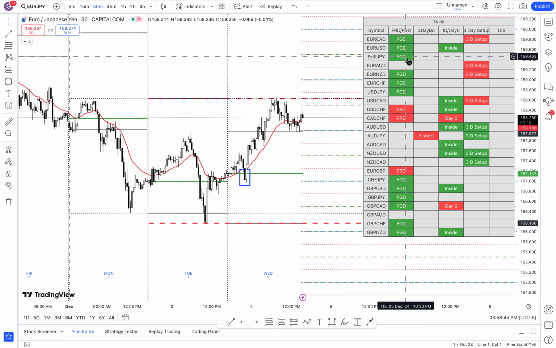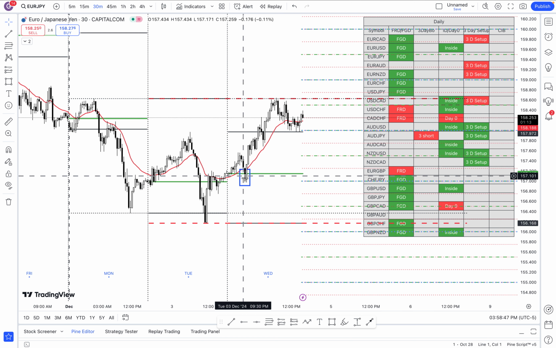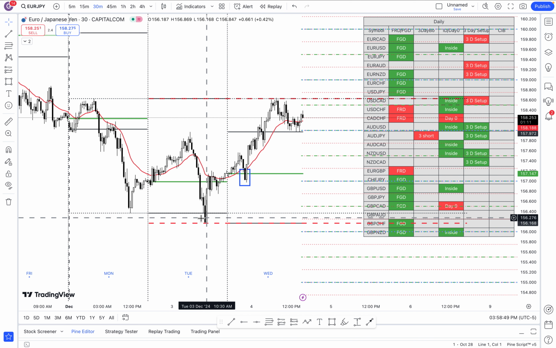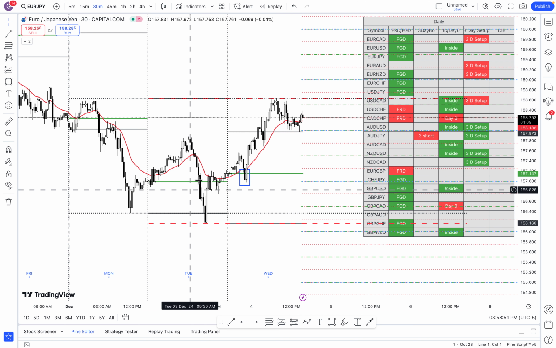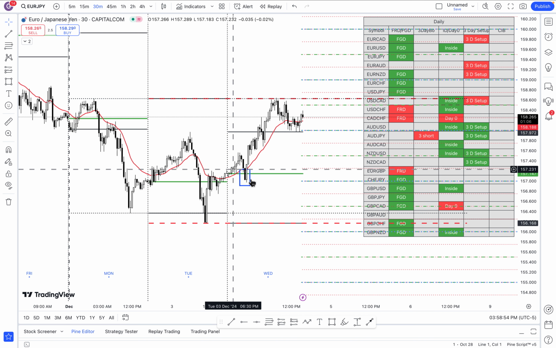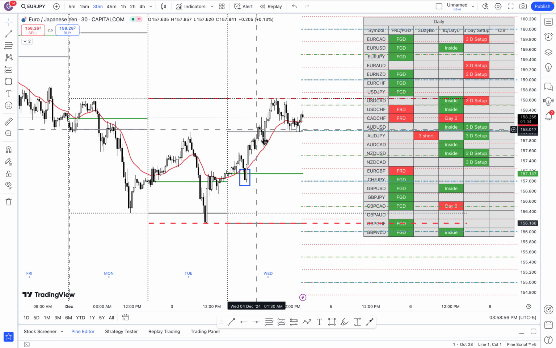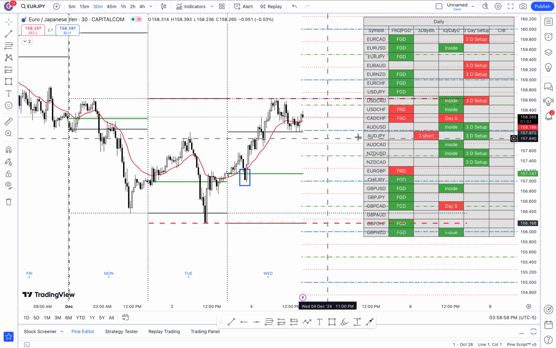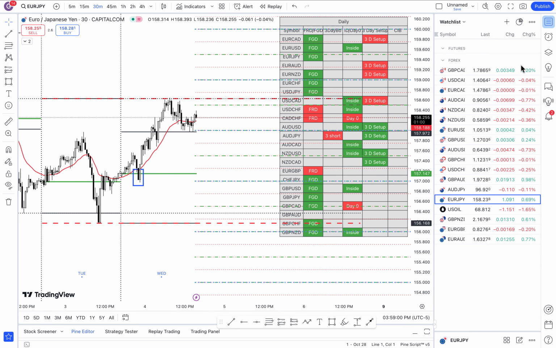Okay, JPY FGD, you can see the setup here. Okay, FGD, low of week is in place, closes above the previous close. A buy low of the low of session setup presents itself. Okay, the Euro AUD.